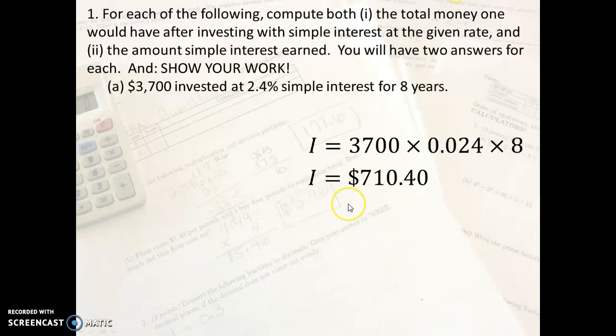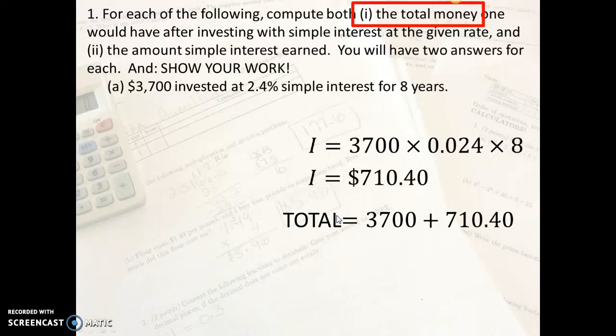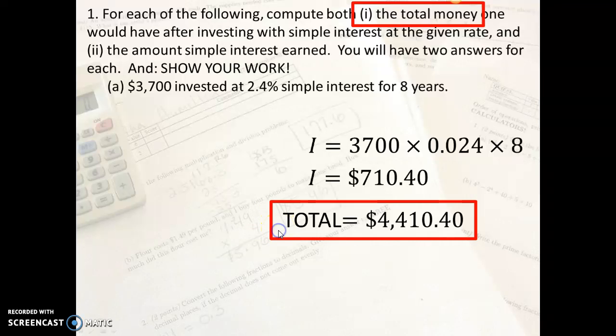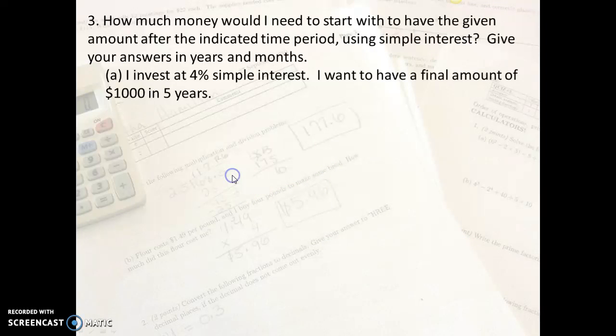So you have now found the interest for this issue, but I want the total money. How does total money work? I started with $3,700, and interest is the extra money I get on top. You put the money in the bank and it gives me that extra money, the interest. You put it together, $4,410.40. We got it. Total amount and the interest earned. One problem, but you need 2 different answers. Okay, so that's the basic, straightforward way to calculate simple interest.